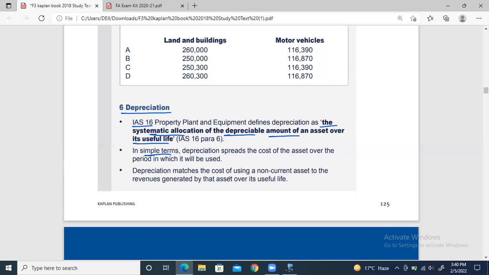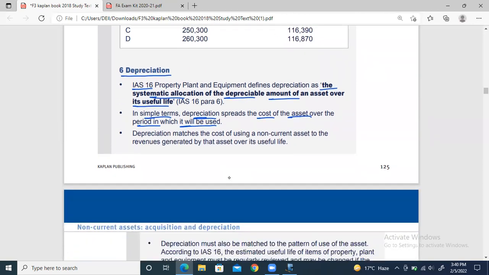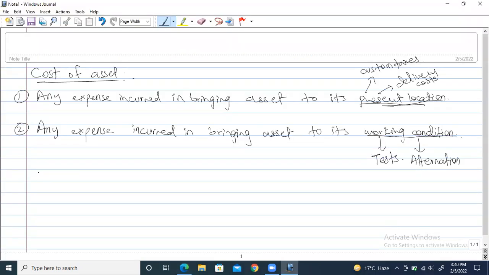Now, second is, in simple terms, depreciation spreads the cost of asset over the period in which it will be used. So the same thing that I explained, right? Now, depreciation matches the cost of using a non-current asset to the revenues generated by that asset over its useful life. So obviously, there is one concept. Let me explain it to you as well over here.